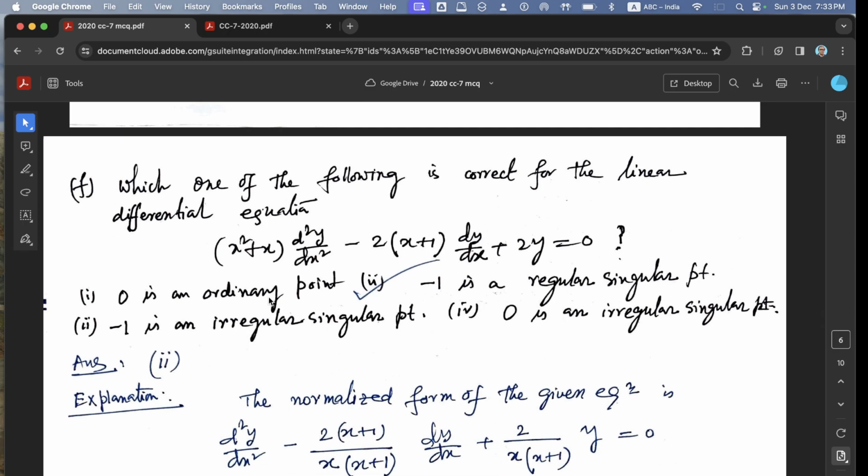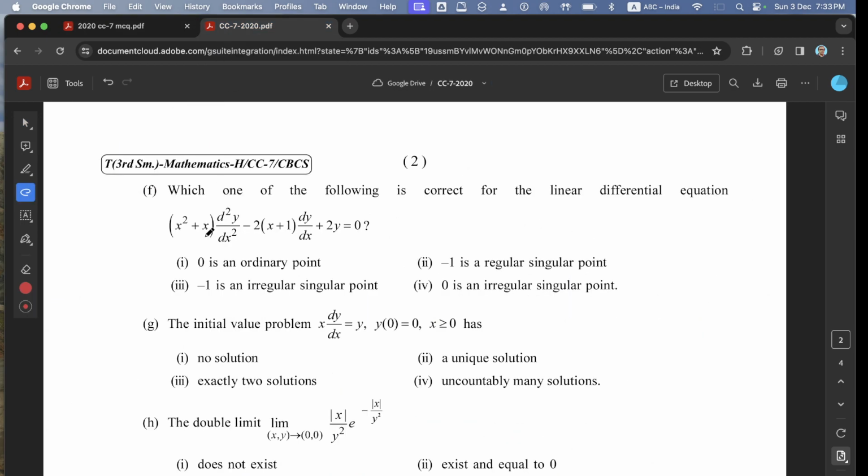So is 0 an ordinary point? No. Is minus 1 a regular singular point? Yes. Is 0 an irregular singular point? No. Is minus 1 an irregular singular point? No. So the correct option is 2. Option 2 is correct. So minus 1 is a regular singular point.